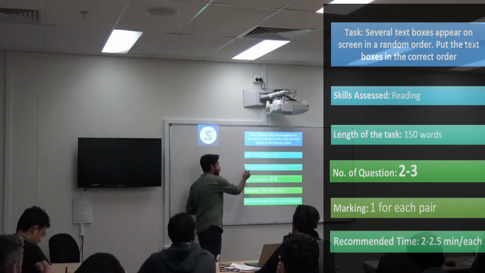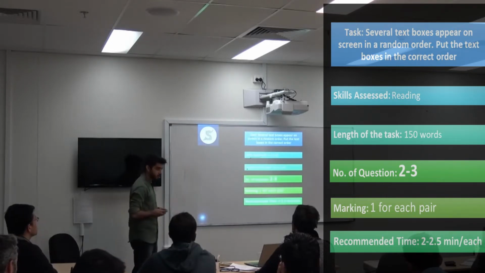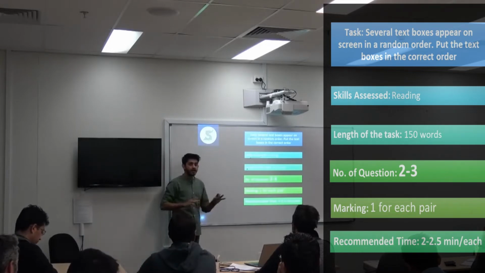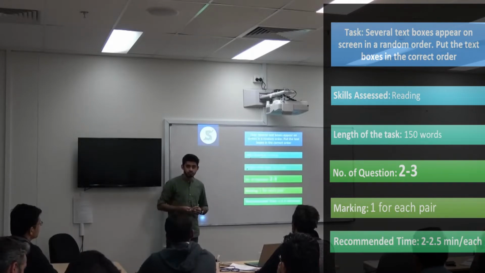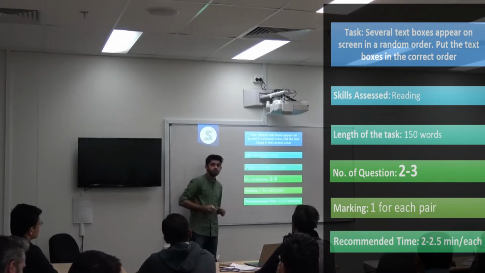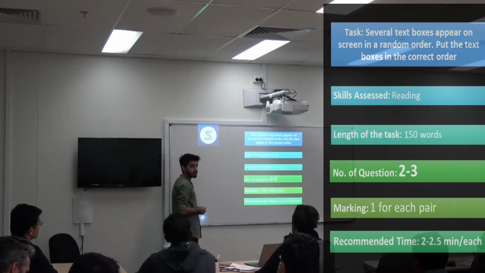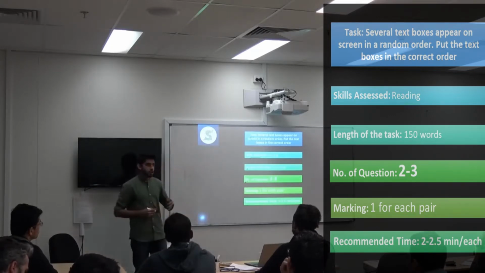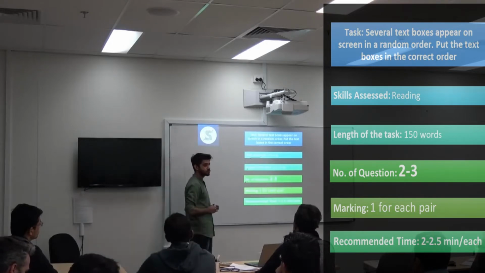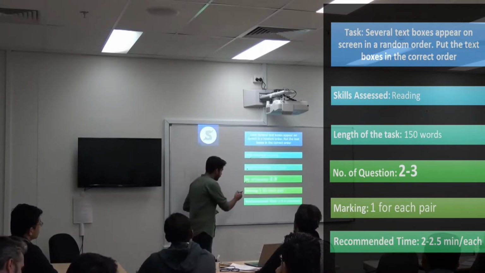The length of the task is 150 words. That means the total number of words in the question you get would be around 150. That means it is not that long. Number of questions: you will get 2 to 3 questions, a minimum of 2 and a maximum of 3. You can ask me a question. Do all of the questions have the same marks? No, obviously not. I'll make it more detailed later on.